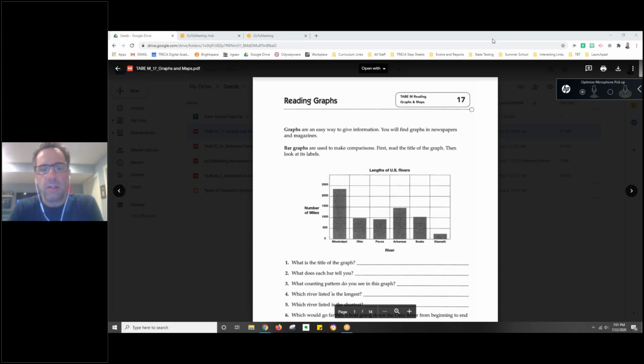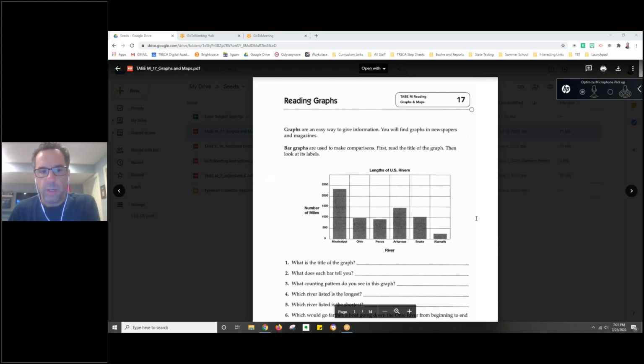My last recording was this TABE M reading on graphs and maps, and you can see it up here on the top right of the graph. It's TABE M, reading graphs and maps, and I did pages 89 through 95.